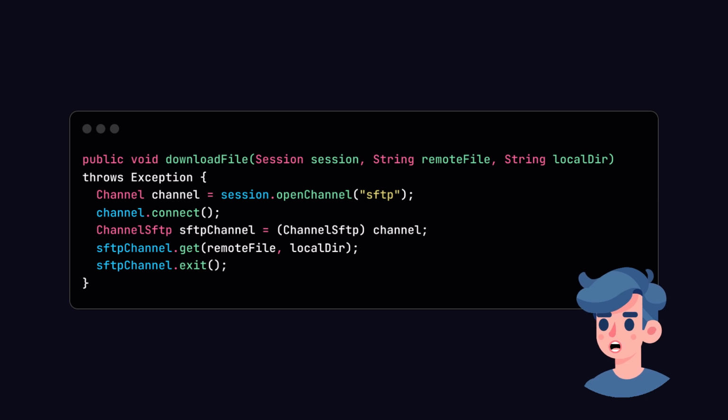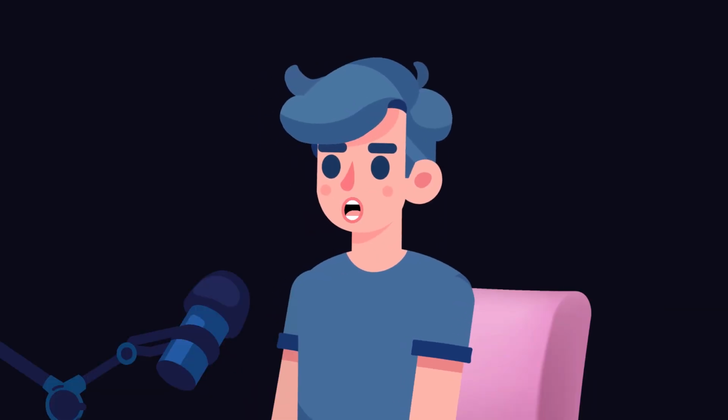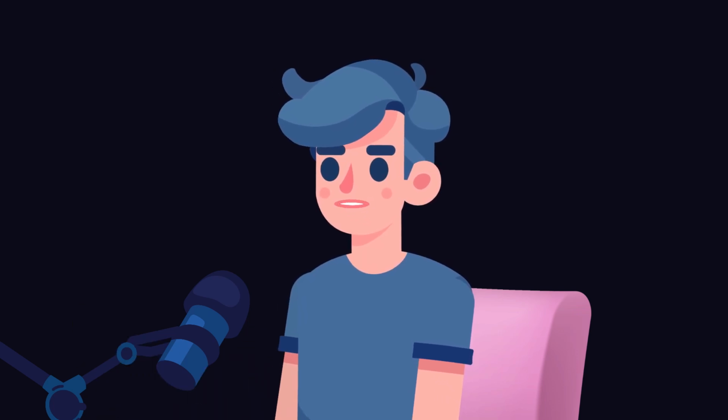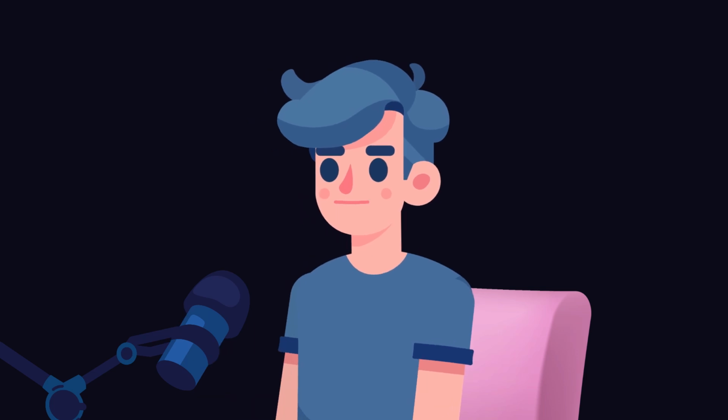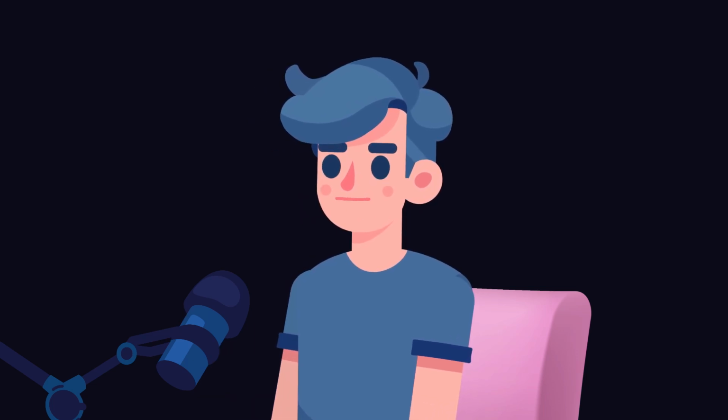Similarly, let's create a method to download files from the SFTP server. Again, here we open a channel, connect, and then use the get method to download a file from the SFTP server to a local directory. Next, let's create a method that lists files in a specific directory on the SFTP server. In this method, we use the ls method provided by ChannelSftp to list the files in a remote directory.